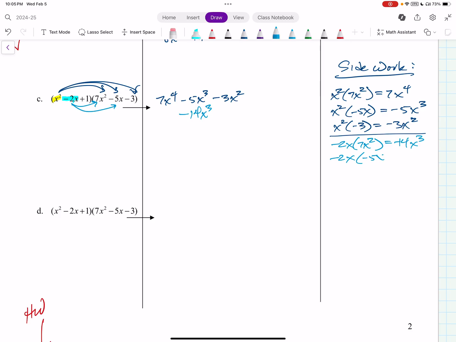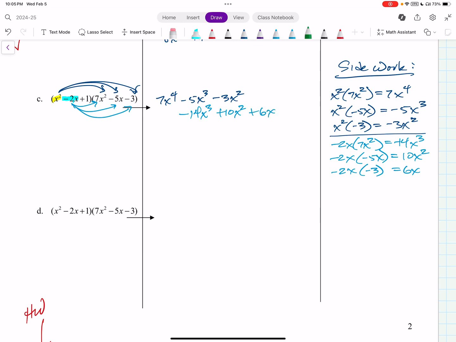Okay, next one. Negative 2x times negative 5x. But again, you got to think it, right? Negative 2x times negative 5x is positive 10x squared. So plus 10x squared. And my last product here, because again, this is a trinomial, right? So negative 2x times negative 3. And that's positive 6x. So plus 6x.